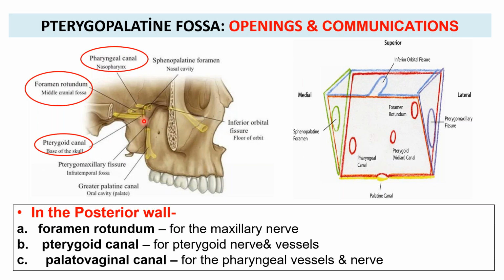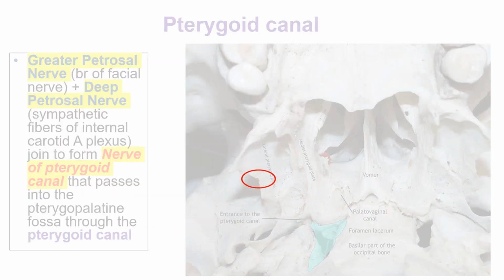So we'll go slowly, seeing the communications and openings with their contents through each wall of the pterygopalatine fossa. So we are done with the posterior wall now.